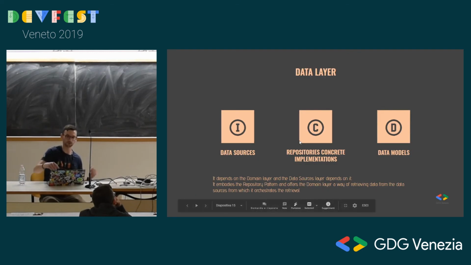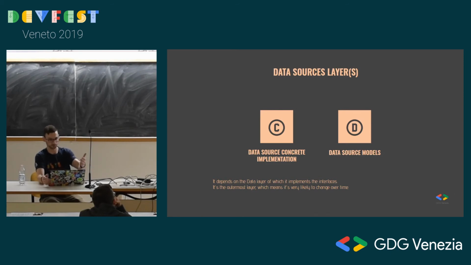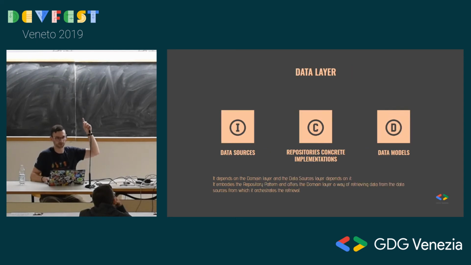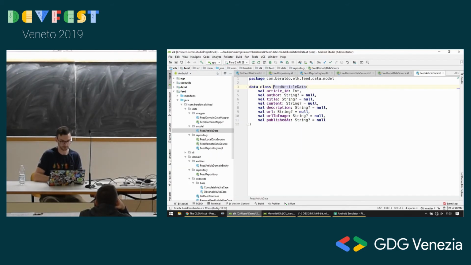So we are going downwards, and we are in the outer layer, which concerns data sources. Again, we have data source models on the right, and in this case, these are the representation of the concrete data that we get back from the network. This is an API model. This is stuff that comes out from the network that we use to do our business. And then we have the data source concrete implementations, which are the concrete implementations of the interfaces that we defined here. So we are constantly moving towards the external layers.